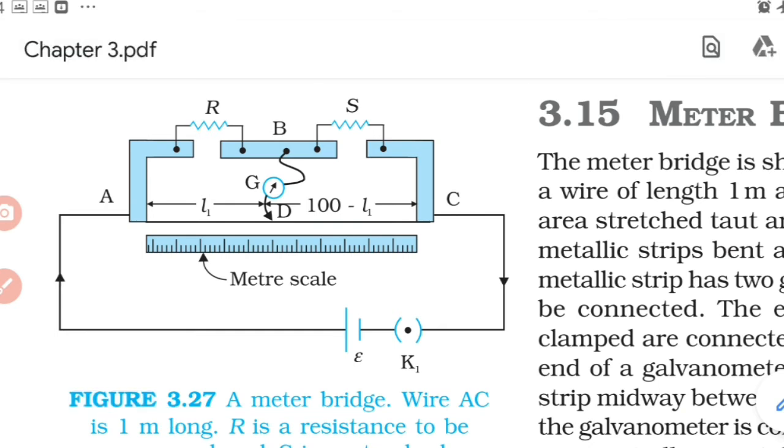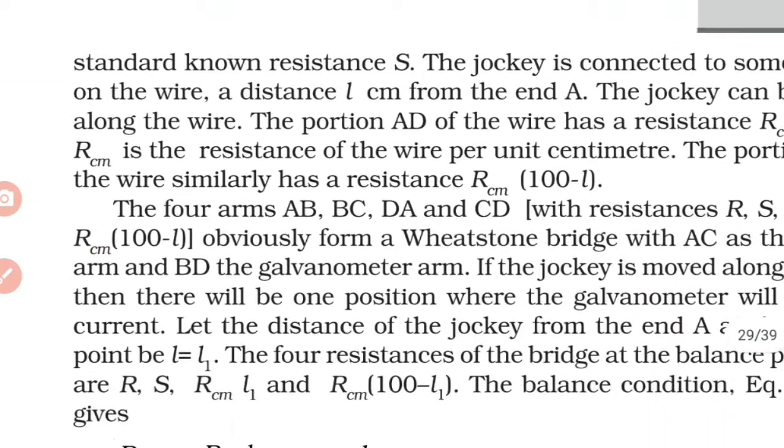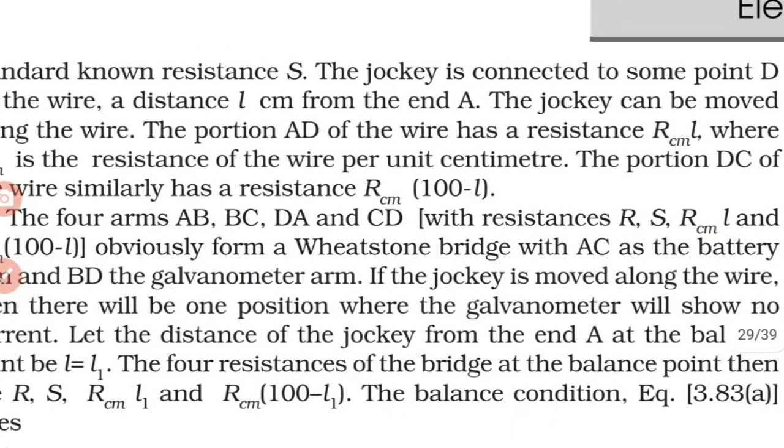Actually, the meter bridge wire is a uniform wire. Uniform wire means throughout the length of the wire it has the same thickness. So its resistivity, resistance per unit length, everything will be the same. Now we take this meter bridge wire AC as having a resistance per unit centimeter RCM. So we are defining one term, RCM. RCM is the resistance of the wire per unit centimeter. So 1 centimeter of wire has a resistance RCM.